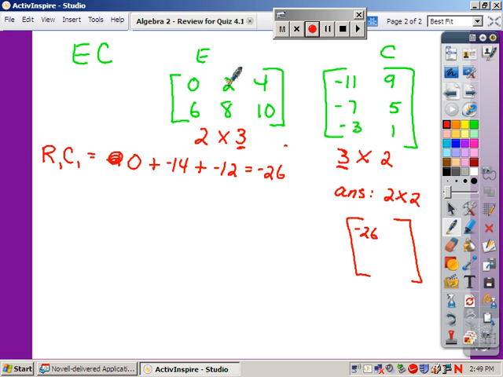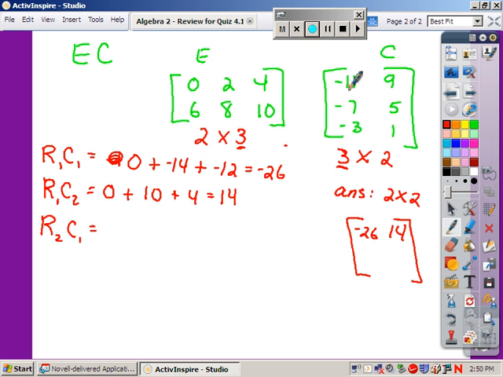Okay, so that was row 1, column 1. Now I'm going to stick with row 1, but I'm going to go to column 2 instead. So it's row 1, column 2. 0 times 9 is still 0. 2 times 5 is 10. And 4 times 1 is 4. Grand total of 14. Still in row 1 right there. Okay, but I've taken row 1 times both columns. Now I'm going to move to row 2 and start the process over again with column 1.